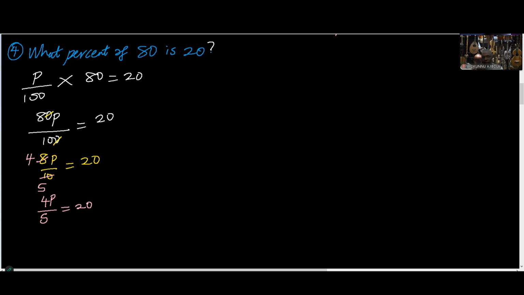Then what you do next is to cross multiply. Just put over 1 here. 20 over 1 is still 20. Okay. So you multiply 1 by 4p and multiply 5 by 20. So 4p times 1 is 4p. What is 5 times 20? Or what is 20 times 5?